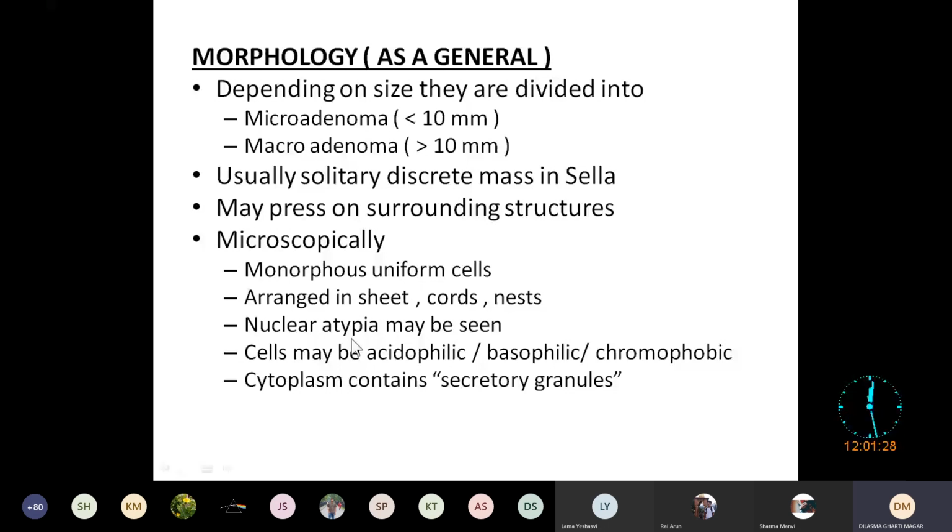You will find three types of cells. One is the acidophilic cell, which will take the eosinophilic color, another one is the basophilic cell, and the last one is the chromophobic cells. And here the cytoplasm of these cells will contain cytoplasmic granules.